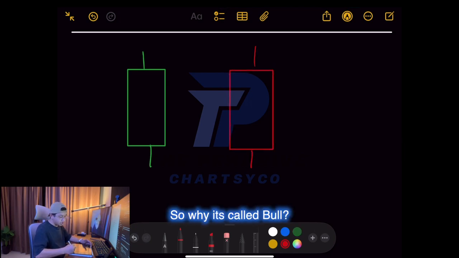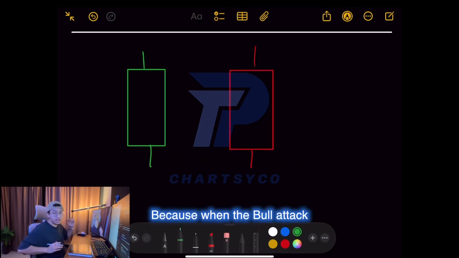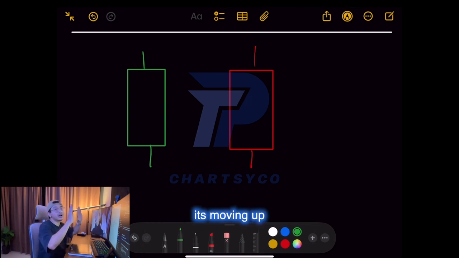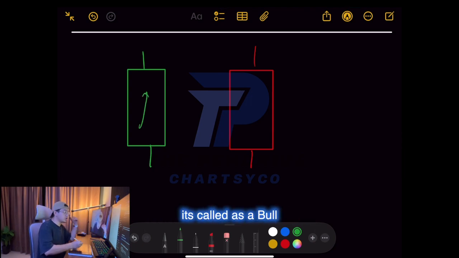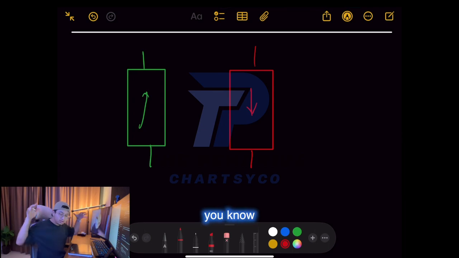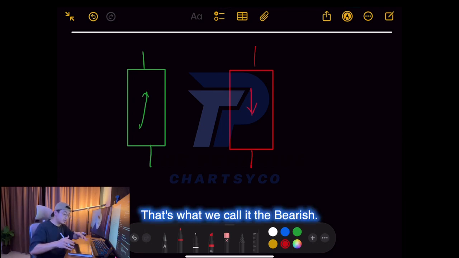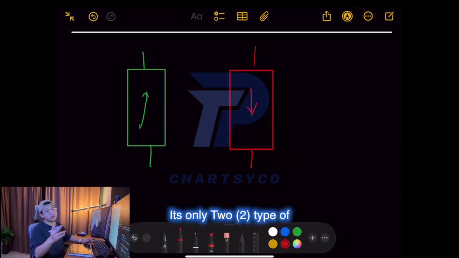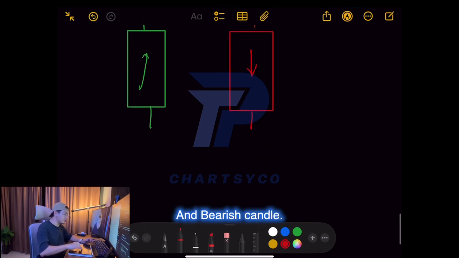So why is it called a bull? Because when the bull attacks, it's moving up. That's why it's pushing up, and it's called a bull. And when the bear attacks, it attacks down below, so it's going down. That's what we call the bearish. So there are only two types of candlestick, which are the bullish candle and the bearish candle.